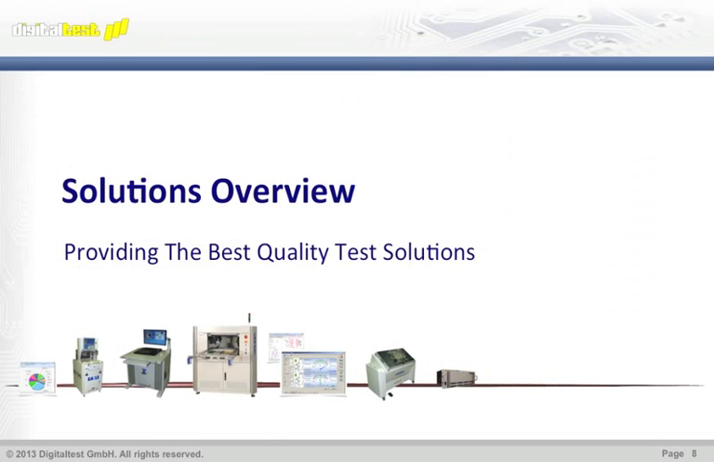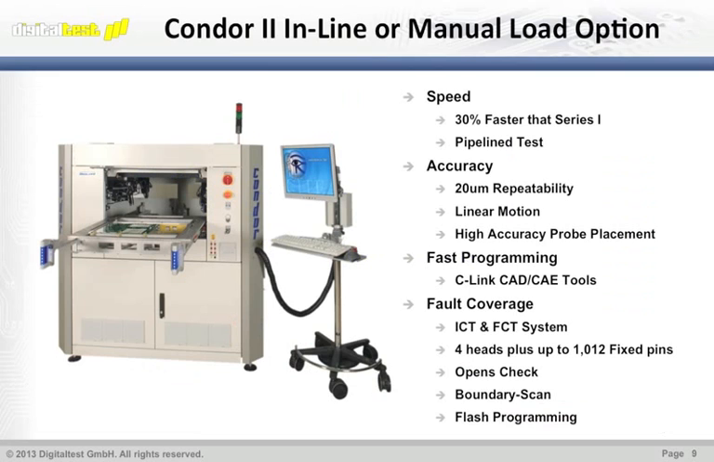So let's have a look at each one of our solutions. The first solution we'll talk about is our Condor. It comes in two versions, one which is a manual load and one is inline. One of the great things about the Condor system is its throughput. It's one of the fastest fly and probe systems out on the marketplace today.